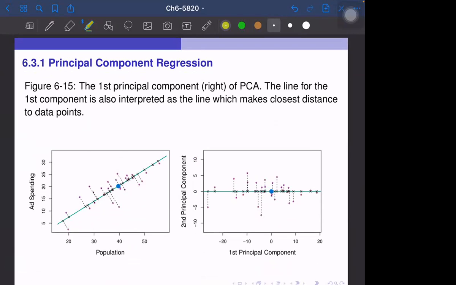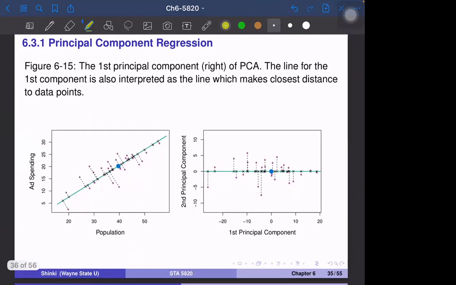Yeah, so this is another figure to explain that. We consider the projected distance for this observation. The projected distance is here to here. For this observation, the projected distance is here to here. So if we consider the direction, then we can have the first principal component.